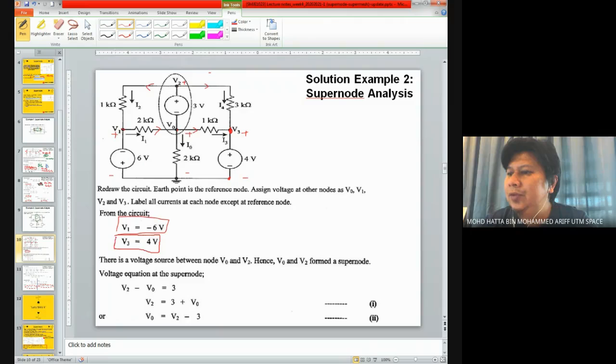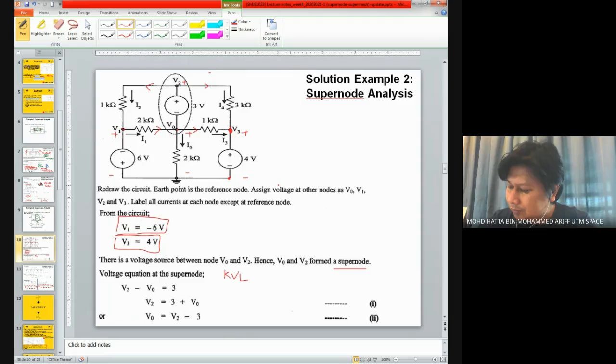So we have two definitions over here. V1 equals negative 6 volts, V3 equals 4 volts. And we already know that these two nodes are considered a supernode. So we try to find a voltage equation at the supernode. Basically, what we try to do over here is get the Kirchhoff voltage law around this area.